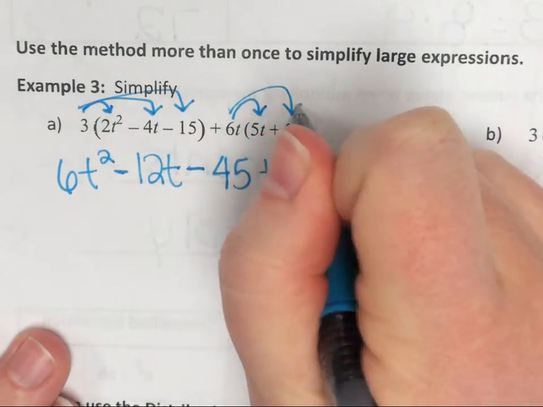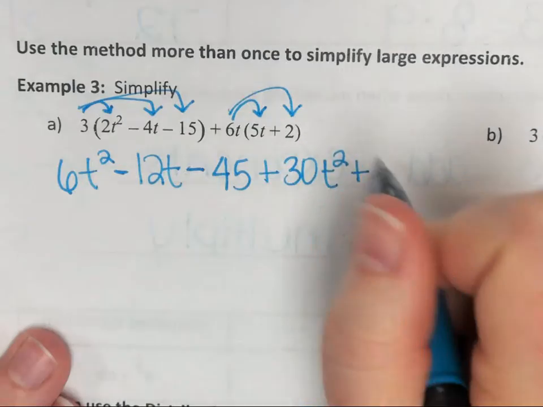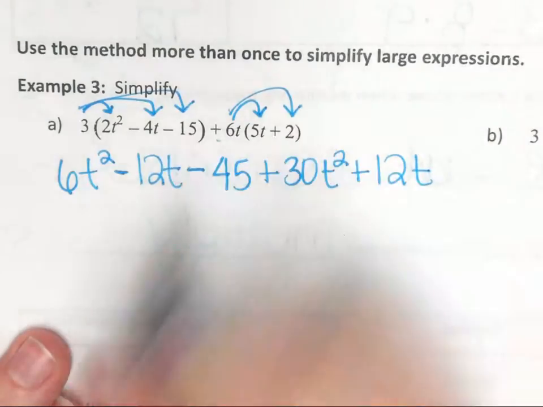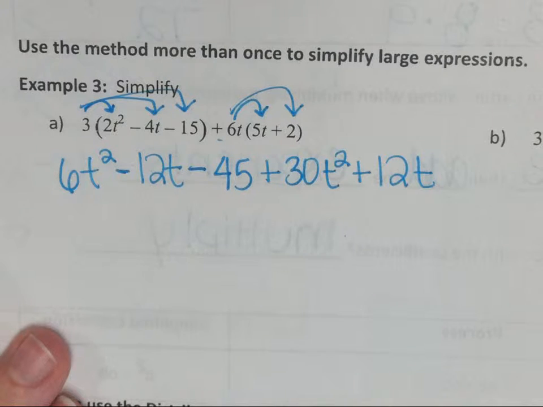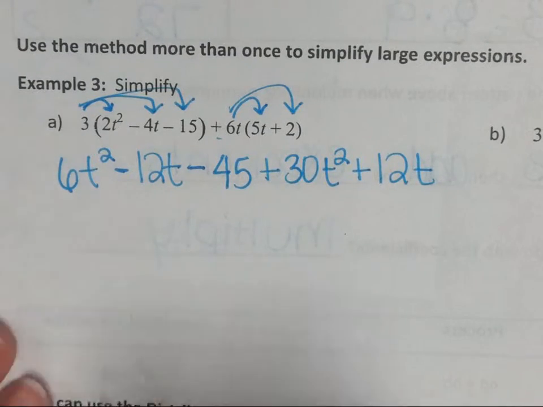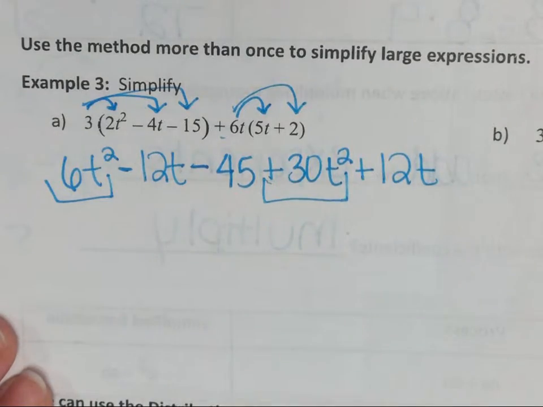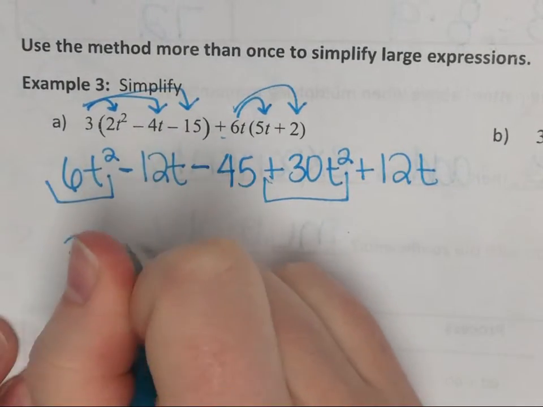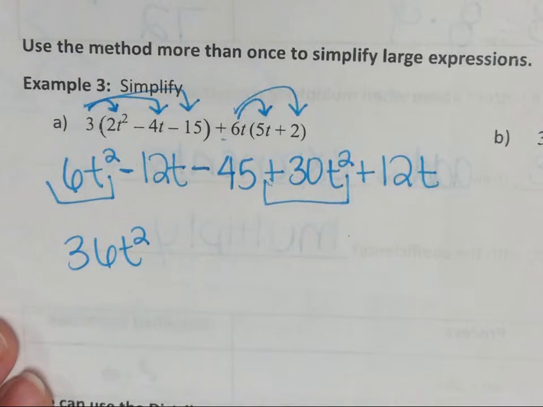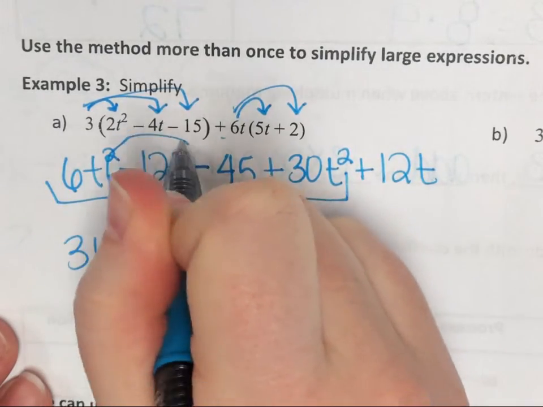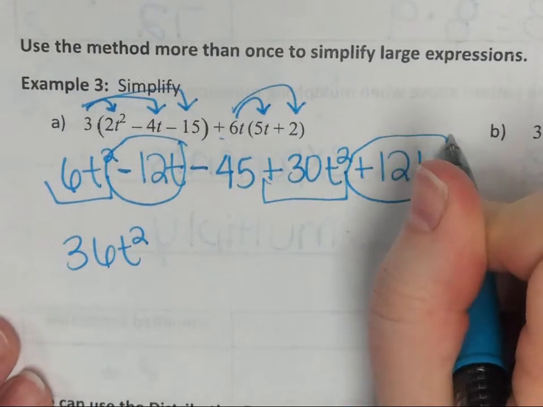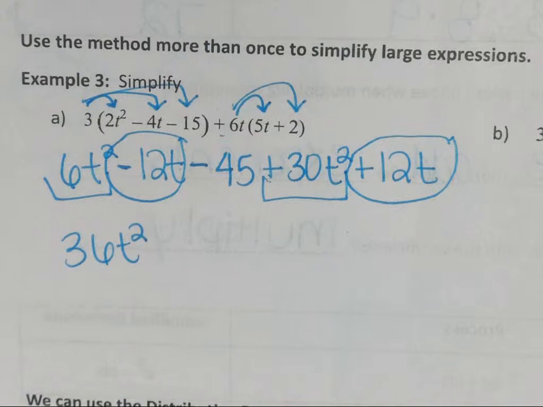Plus, very good. So 6 times 2 is going to be 12, and the t is attached still. Is that the answer? No. You get to add everything. We have to combine our like terms. Very good. So we're combining our like terms now. So we have 6t squared and 30t squared. Say that again. Very good. So we have a minus 12t, a plus 12t. That's 0. So it goes away.